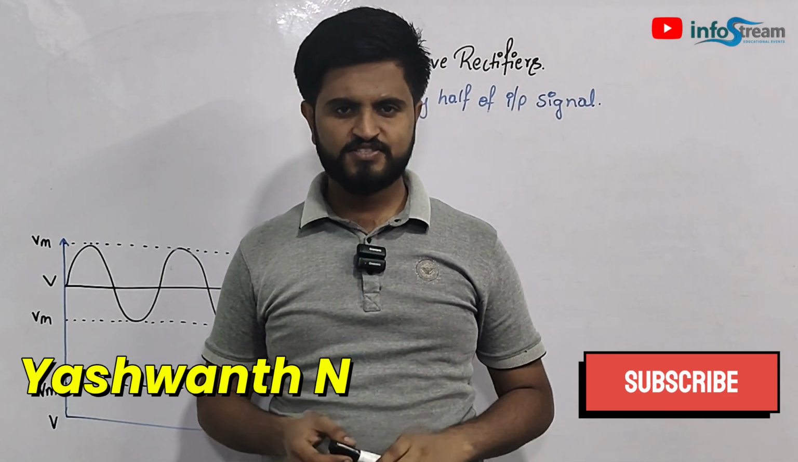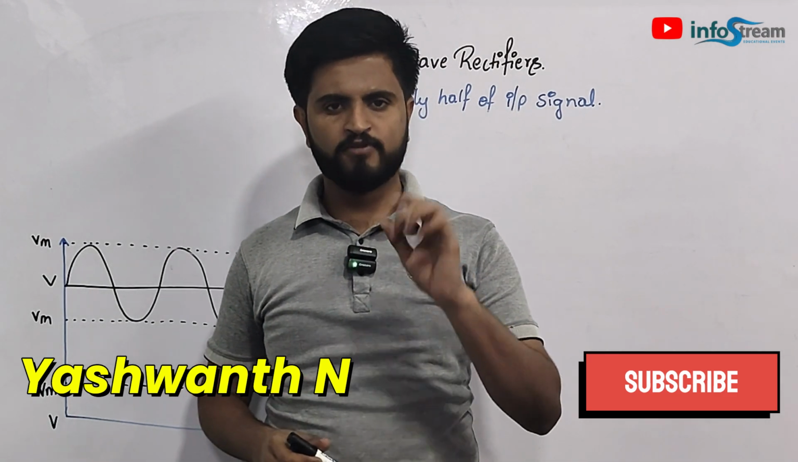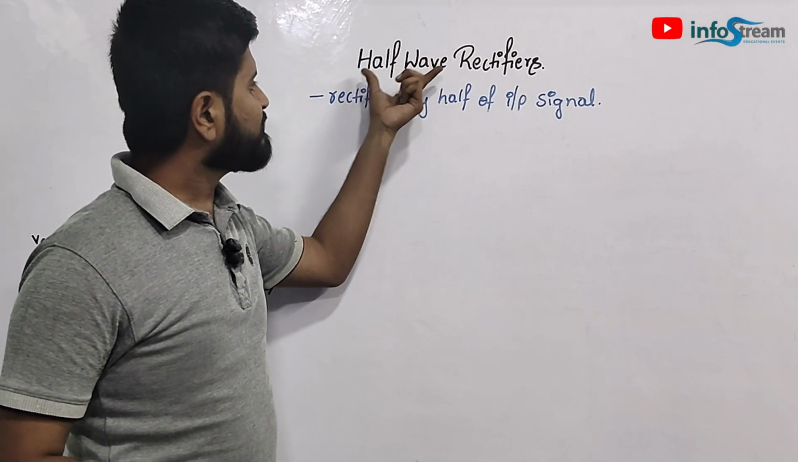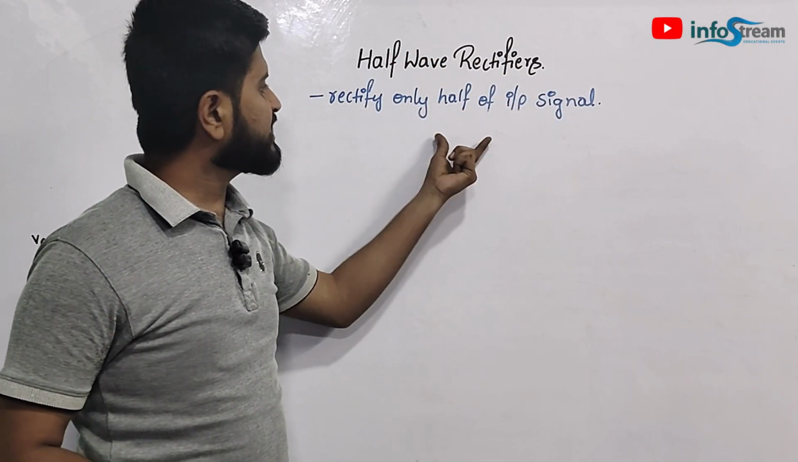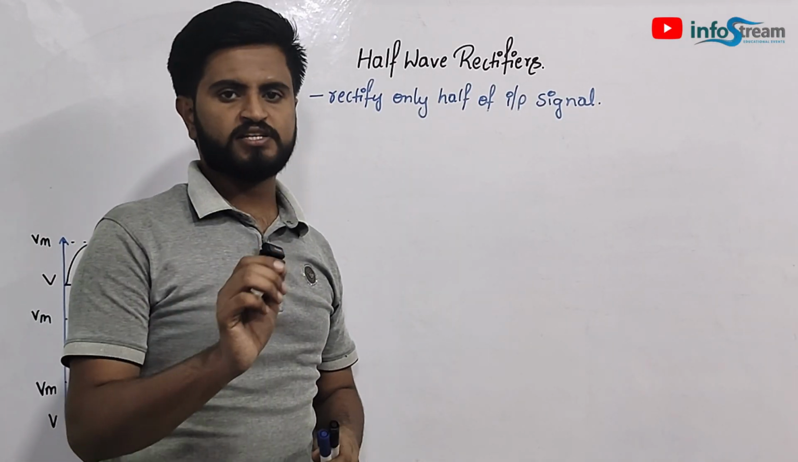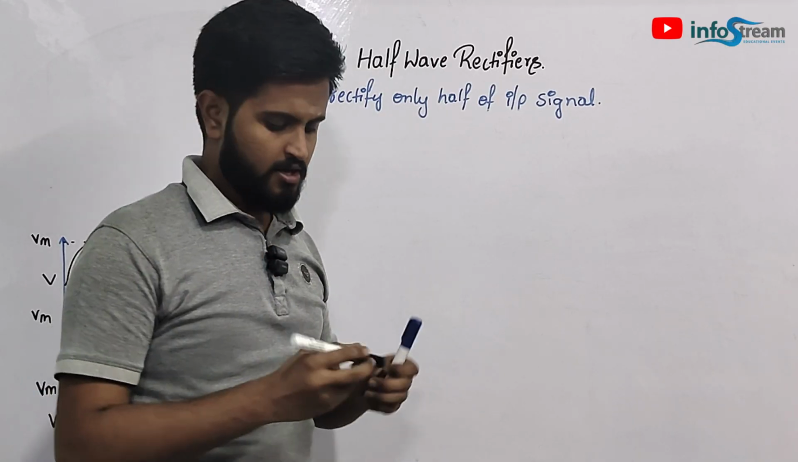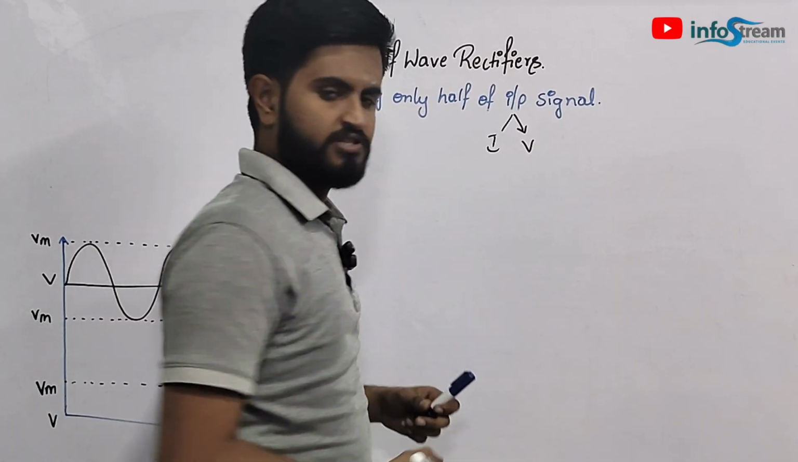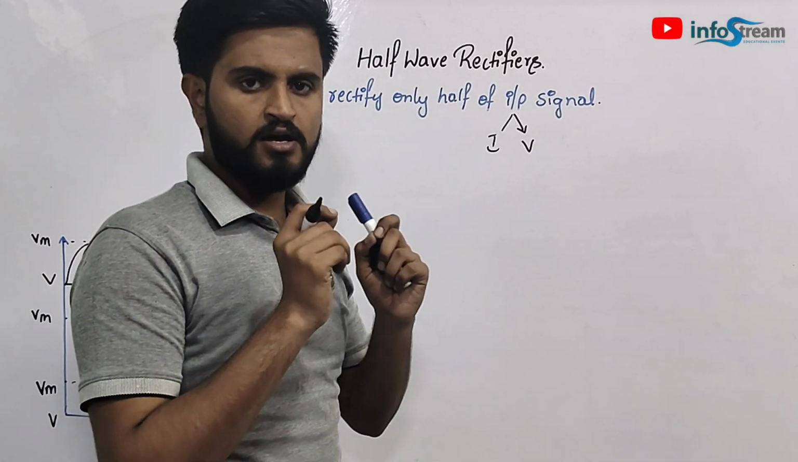Hello everyone, in this video let's discuss half wave rectifiers. As the name tells, half wave rectifiers only rectify one half of the input signal. The input signal may be a current or a voltage input signal, and it will only rectify half of it.